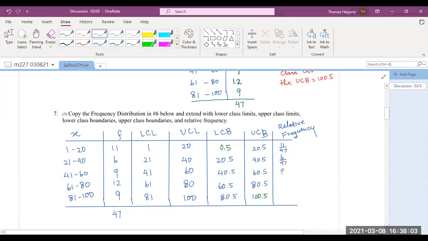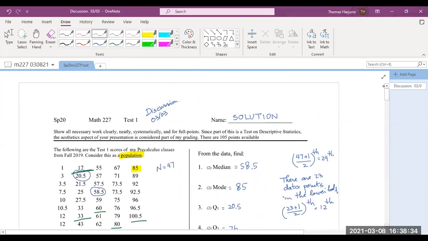6/47, this is 9/47, 12/47, and 9/47. When you add them up, it should be 47/47, which is 1. Like what I said before in my class, your relative frequency, maybe you can leave that in fraction, but in practice, either we make it decimal or percentage. And keep in mind, in my class, the decimal point should be 5 decimal places.